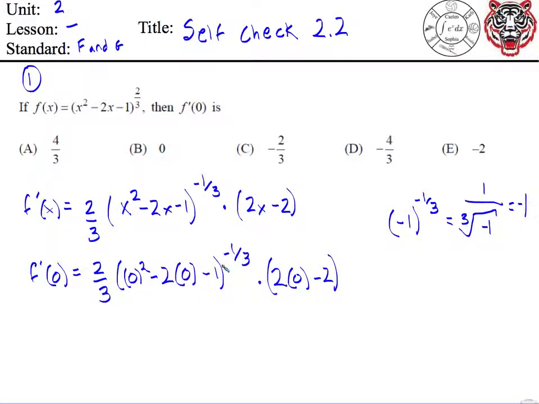Okay, so from here I have negative 1 times 2/3. So I have negative 2/3 so far, times, and now I'm doing this guy. So 2 times 0, shout it out. 0. Minus 2. Minus 2. Okay, so negative 2/3 times negative 2 is equal to positive 4/3. So the correct answer here is A. So no. I would have, I just forget about the inside derivative. At least I did it the right way.